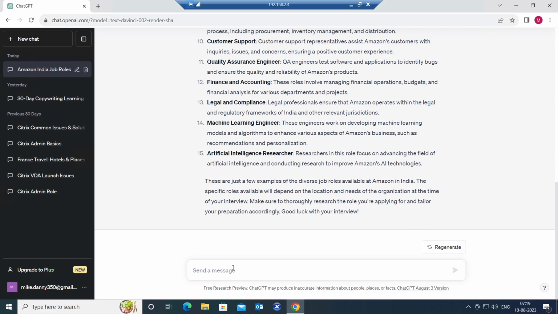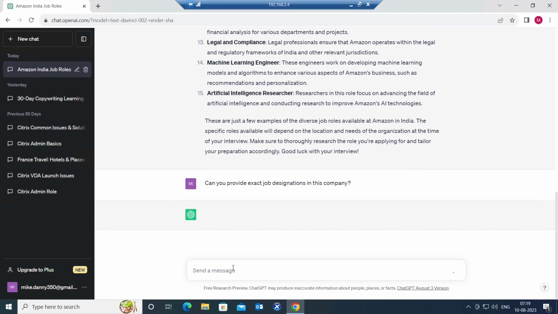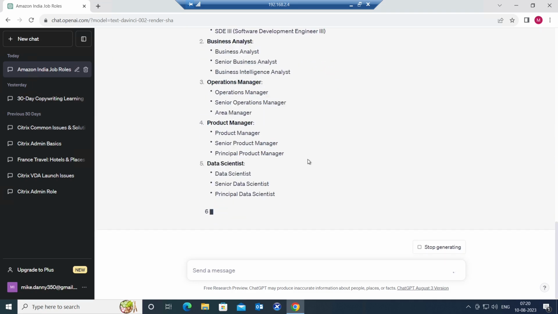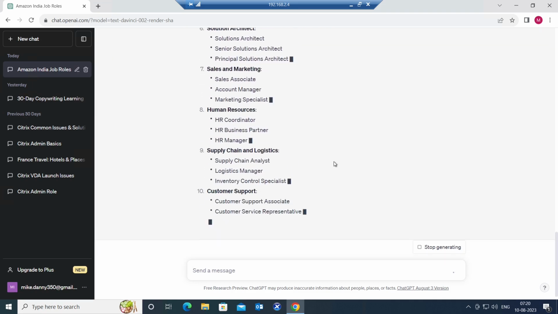Okay, I'm going to type, can you provide exact job designations in this company? I'm going to hit enter. Okay, if you see now, it is giving the job designations exactly.